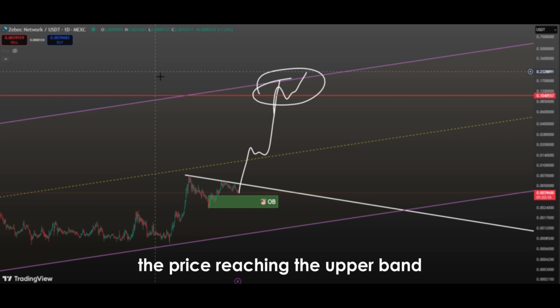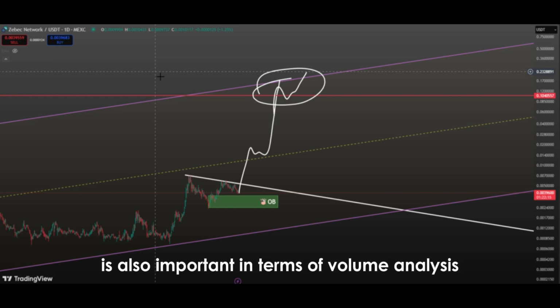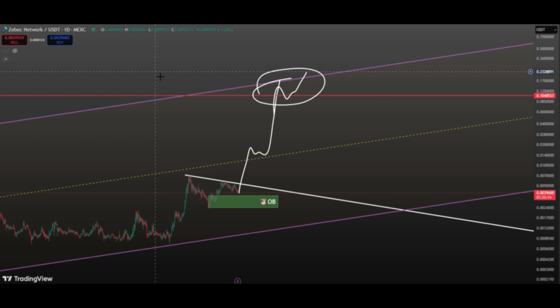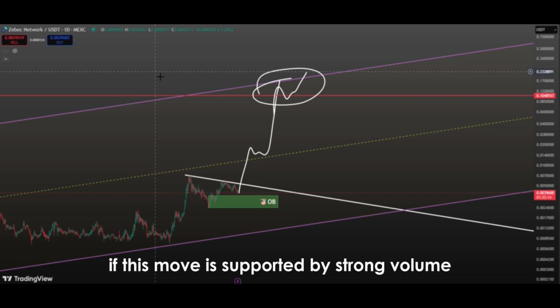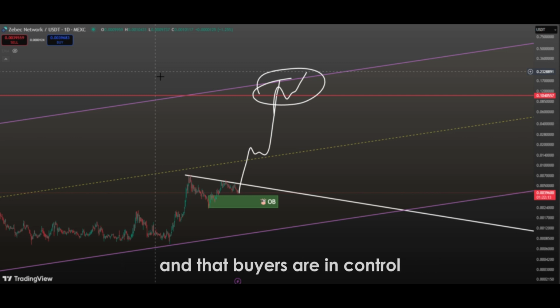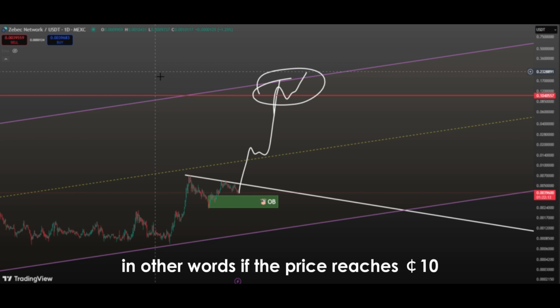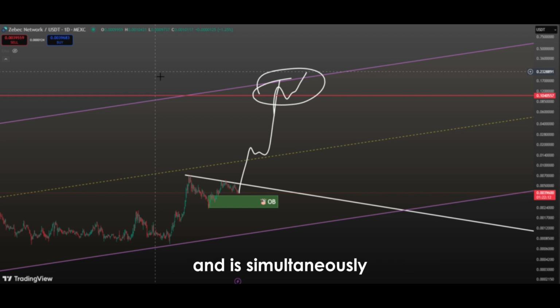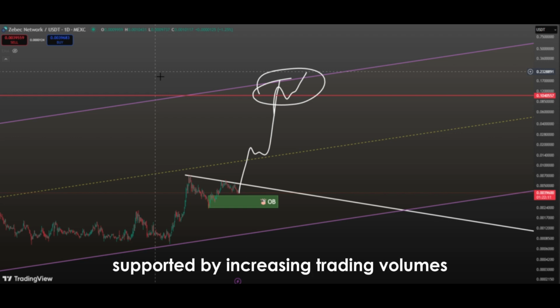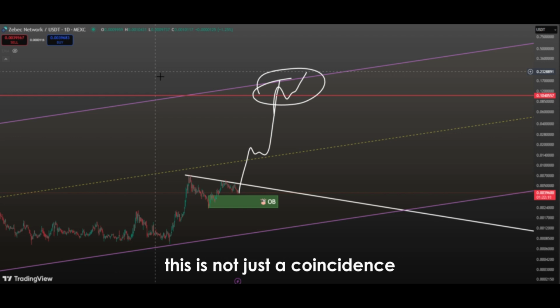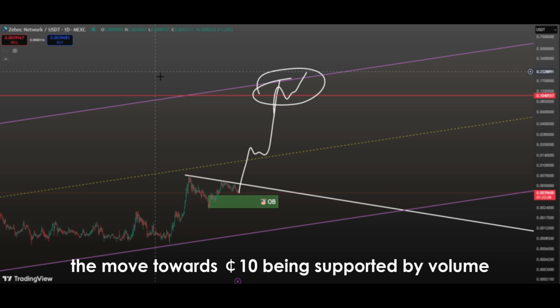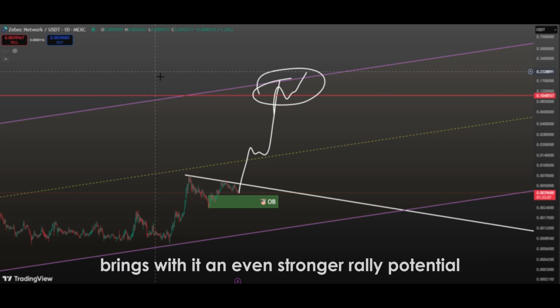The price reaching the upper band within the ascending channel is also important in terms of volume analysis. If this move is supported by strong volume, it indicates the market's determination and that buyers are in control. In other words, if the price reaches 10 cents and is simultaneously supported by increasing trading volumes, this is not just a coincidence, but can be interpreted as a strong continuation signal of the trend. Since volume is one of the most important confirmation elements in technical analysis, the move towards 10 cents being supported by volume brings with it an even stronger rally potential.